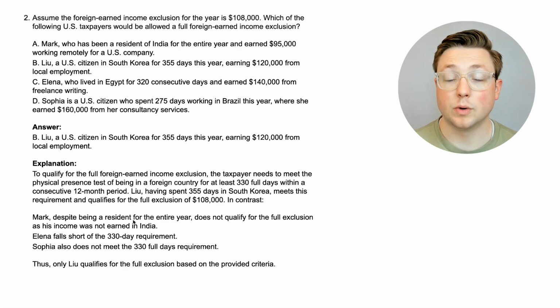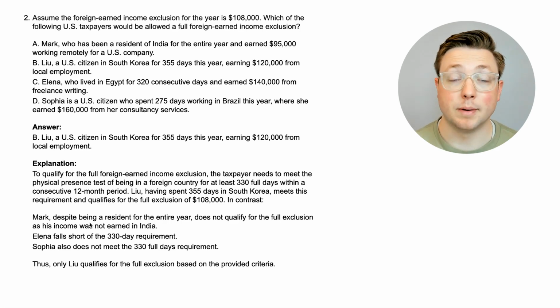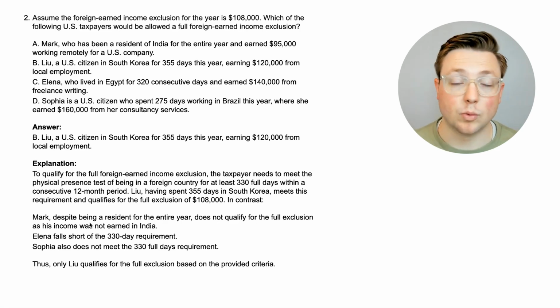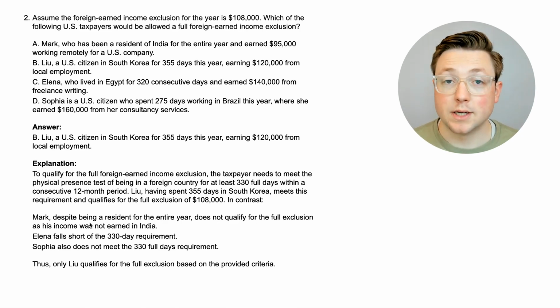Mark, even though he was there the whole year, did not qualify because he earned income in the U.S., not in India. So that's another important distinction. The foreign earned income exclusion is specifically for foreign earned income. So it's not for people who work remotely for a U.S. company, but they live in Italy or whatever. It's for somebody who lives in a foreign country. They are a U.S. citizen, but they live in a foreign country, and they earn money in that foreign country.